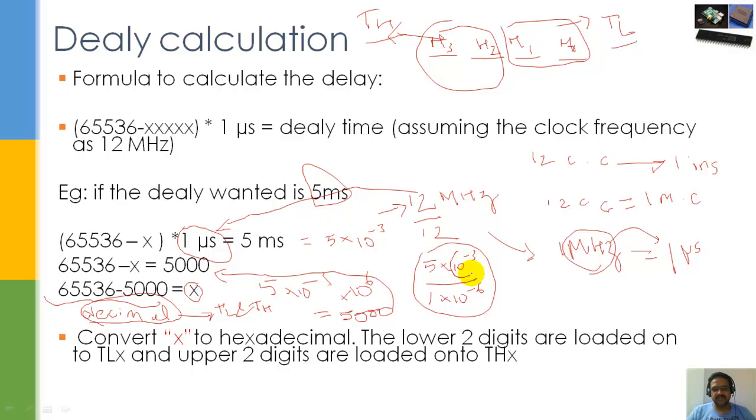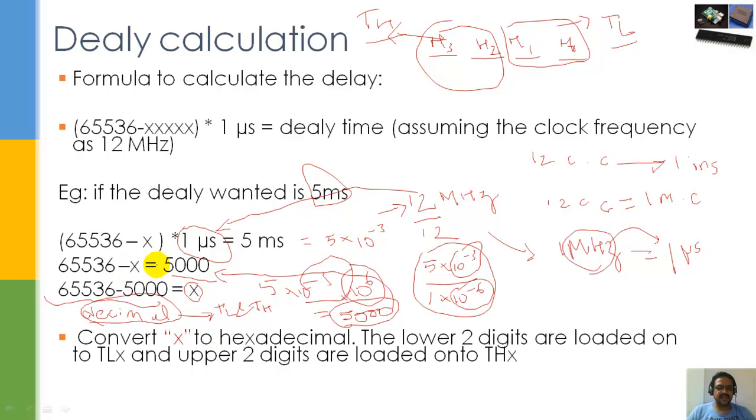5 milliseconds divided by 1 microsecond. Milli is nothing but 10 to the power of minus 3. Micro is nothing but 10 to the power of minus 6. So this, when it goes up, will become 10 to the power of 6. So this is 10 to the power of minus 3, this is 10 to the power of 6. Eventually the result will be 10 to the power of 3. So that is nothing but 5 into 10 to the power of 3, that is 5000. So that's how I got this value 5000.